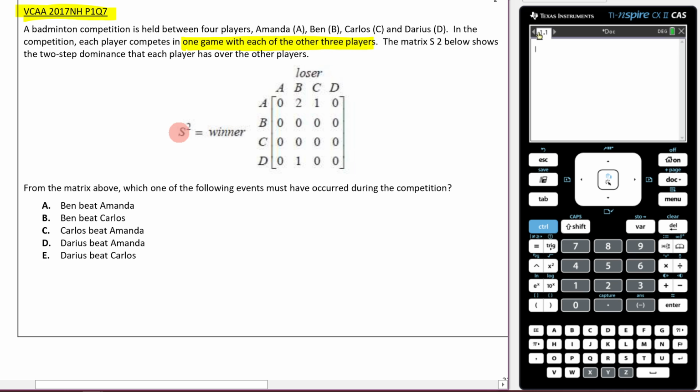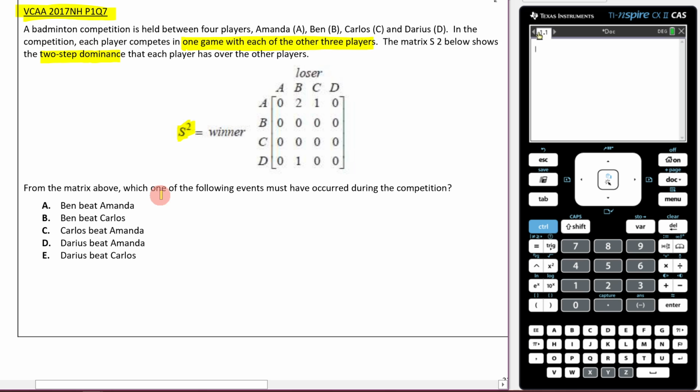The matrix S squared below shows the 2-step dominance that each player has over the other players. So this right here represents a 2-step dominance, which means that A has 2 2-step dominances over B. A has 1 2-step dominance over C. So it's not giving us who beat who through a 1-step dominance. It's saying who has a 2-step dominance. And we'll talk more about what that means soon.